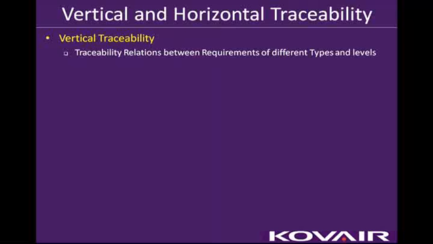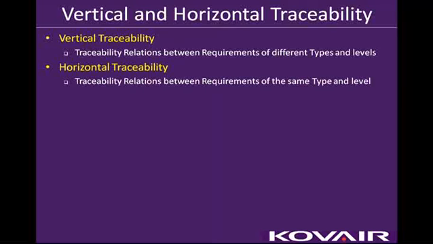The vertical traceability makes the relations between the requirements of these different levels and different types of requirements. So you can have a customer requirement which is related to a number of functional requirements, and then each of these functional requirements can be related to a number of software and hardware system requirements, etc. So that is a vertical traceability.